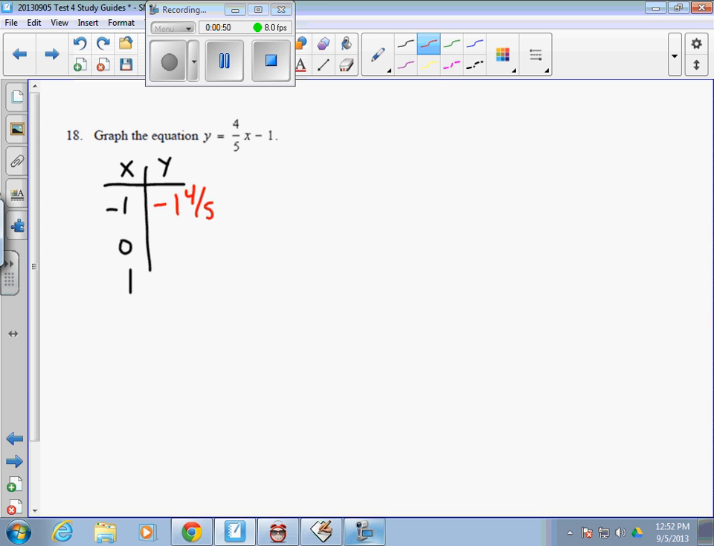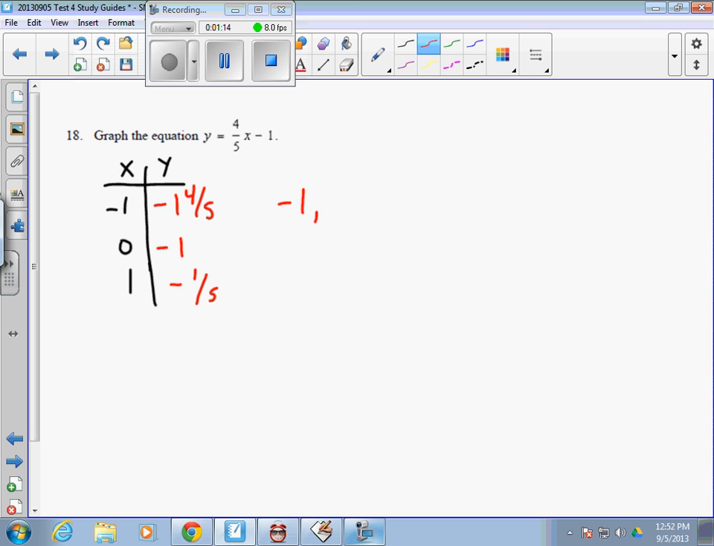If we plug in 0 in place of x this time, 4/5 times 0 is 0. 0 minus 1 is -1. And then 4/5 times 1 is 4/5. So 4/5 minus 1 will be -1/5. So we have 3 ordered pairs now.